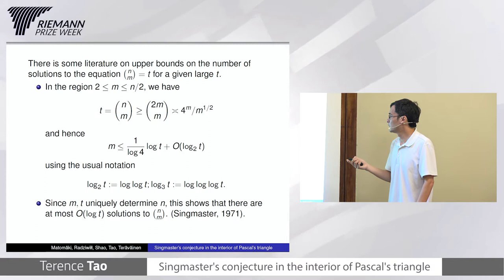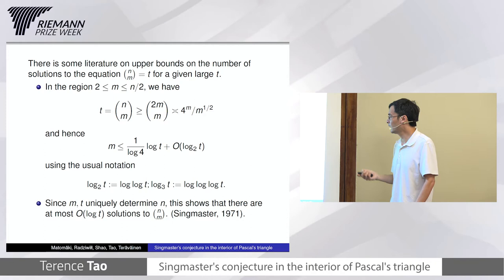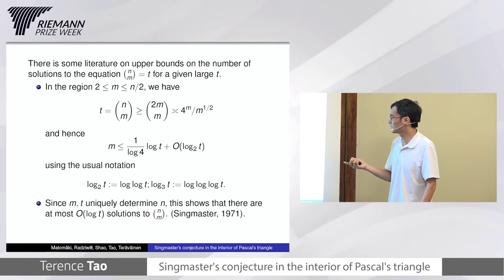2m choose m turns out to grow about exponentially in m. So if you flip this equation, if you want to find a binomial coefficient of size t, the column that you need has to be of size about log t.